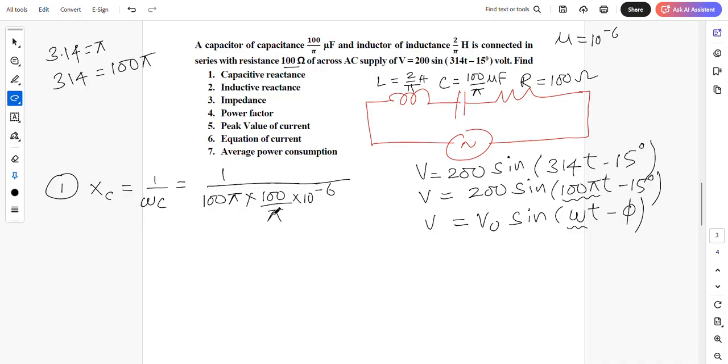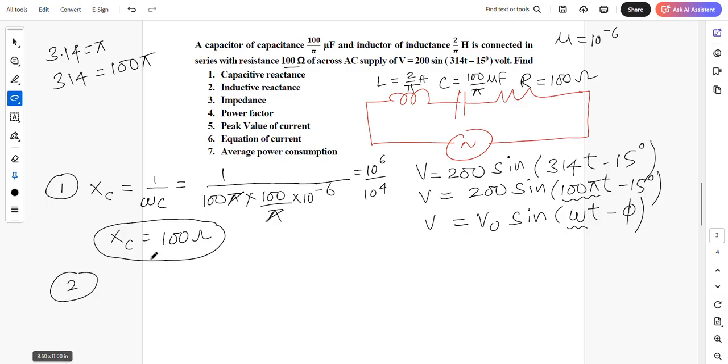This pi gets cancelled. That is equal to 10 to the power of 6 plus 6 once it comes to the numerator, divided by 10 to the power of 4 here. Now I can write Xc is equal to 100 ohm. First one, we got the answer. This is the capacitive reactance.